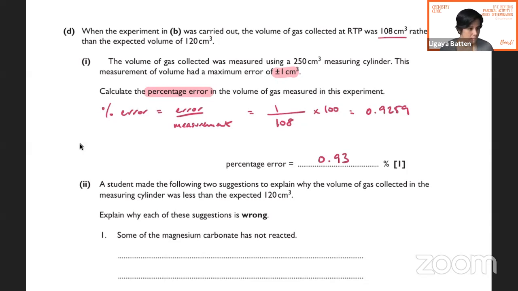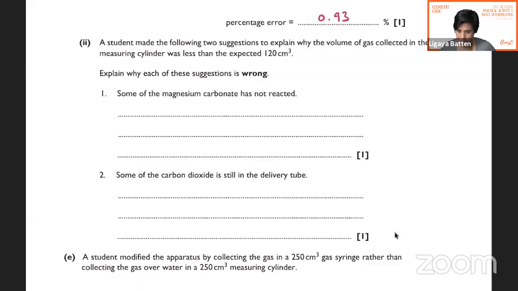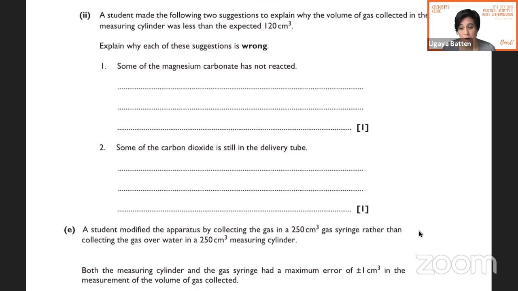Okay. I'm just having a look for any more questions before I move on. Okay, so a student made the following 2 suggestions to explain why the volume of gas collected in the measuring cylinder was less than the expected 120 centimeters cubed. I've just noticed my screen share isn't updating, so I'm just going to restart that. Okay, now it's updated. Great. So a student made the following 2 suggestions to explain why the volume of gas collected in the measuring cylinder was less than the expected 120 centimeters cubed. Explain why each of these suggestions is wrong.